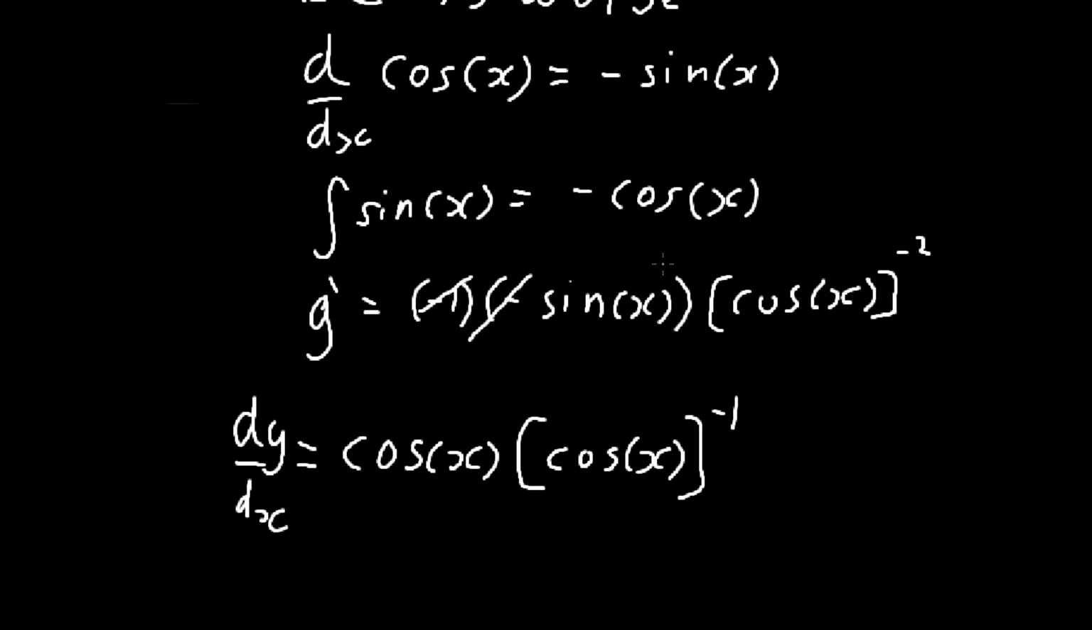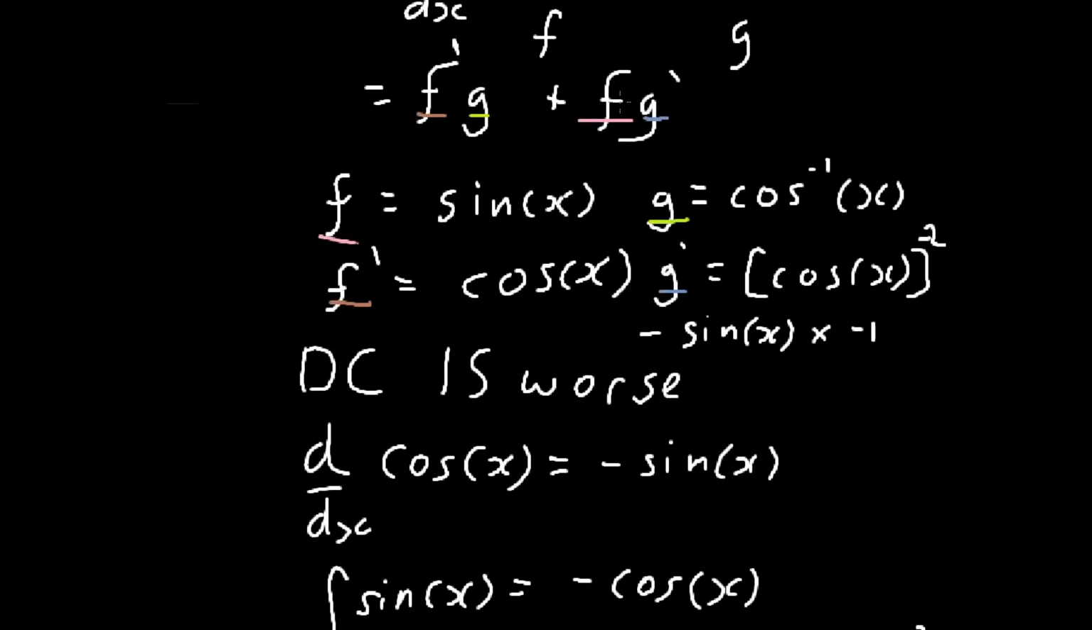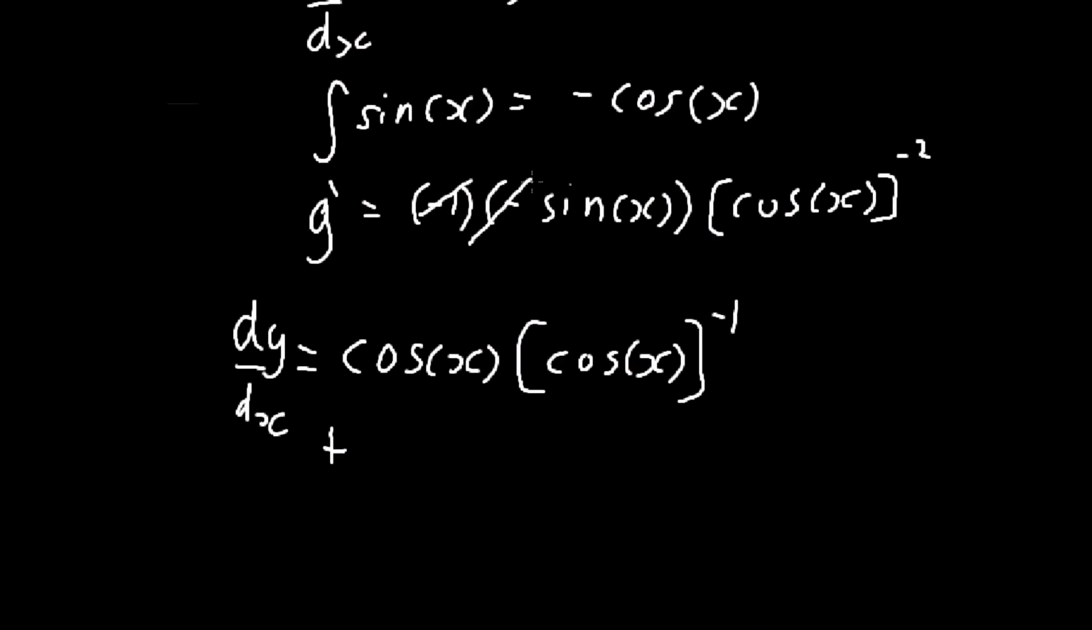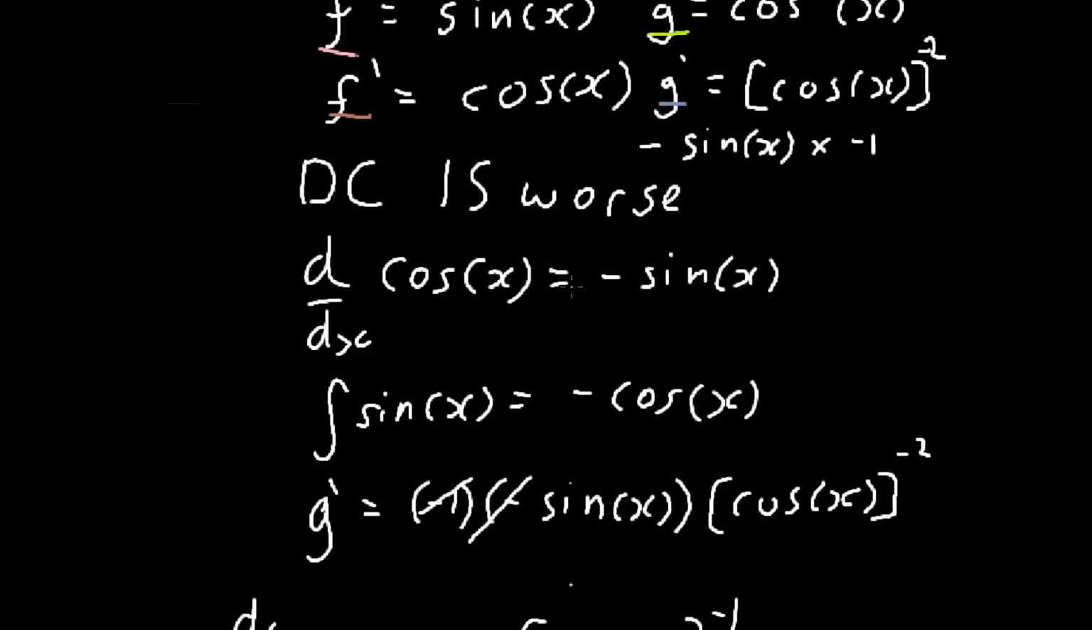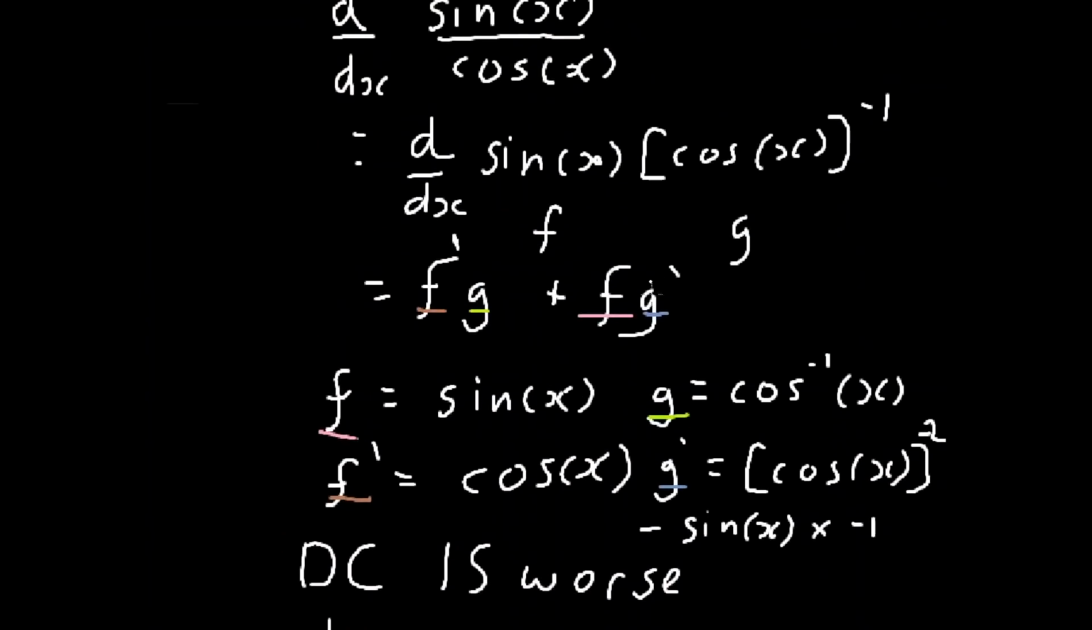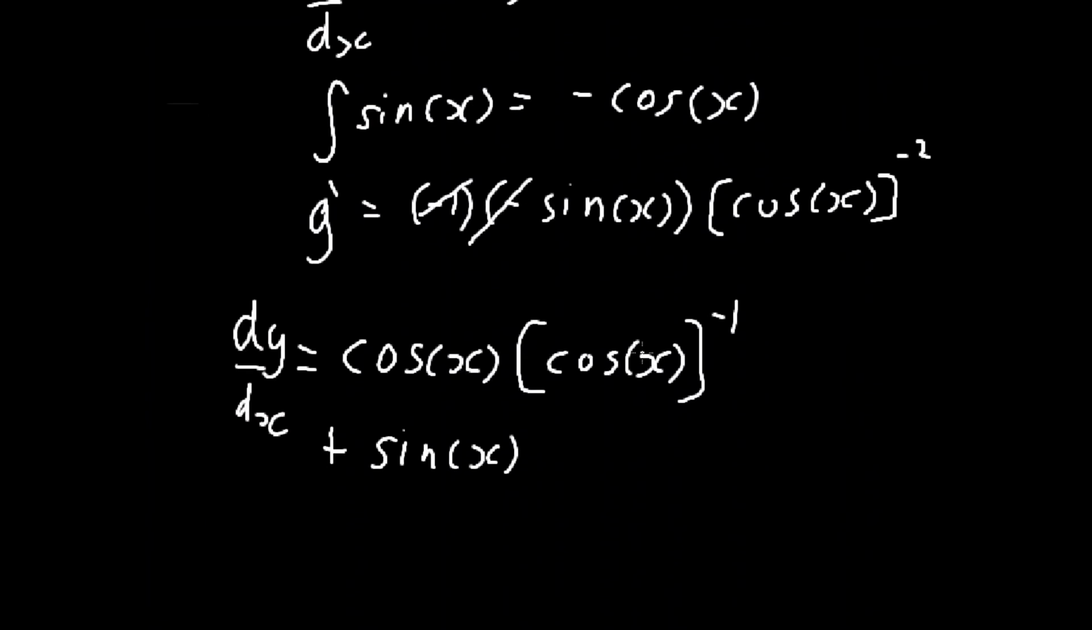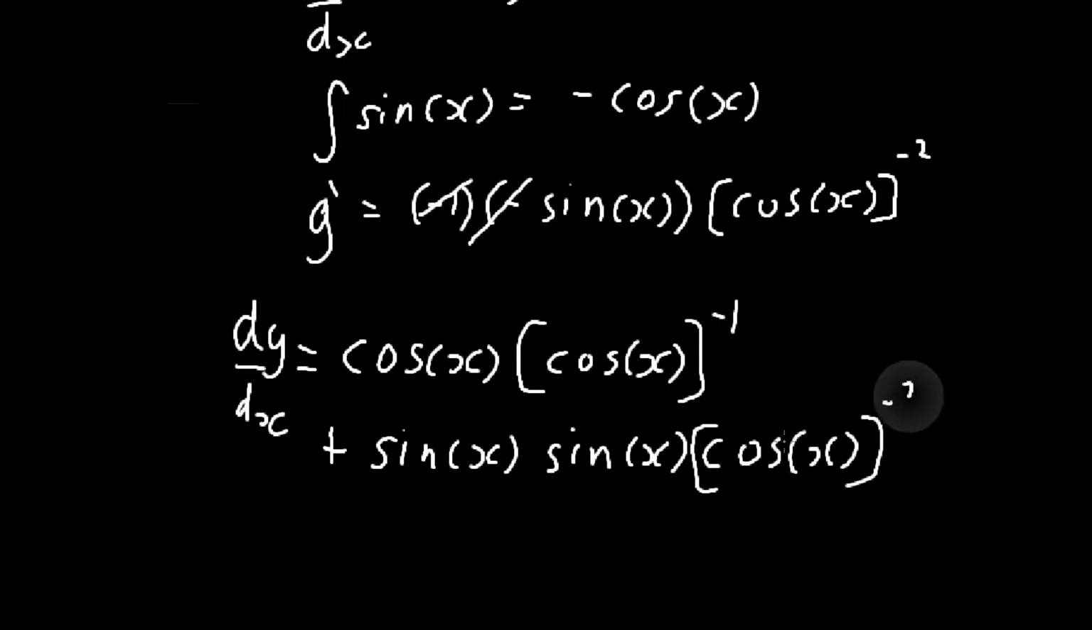Okay, and then I'm going to run out of space, so I'll put a plus, and we'll get our f, which is sine of x. And we also have our g here, and that g prime, and that's this horrible looking thing over here. So let's multiply it all together. Okay, and then we also have this cos x minus 2. So we can write this a little bit easier.